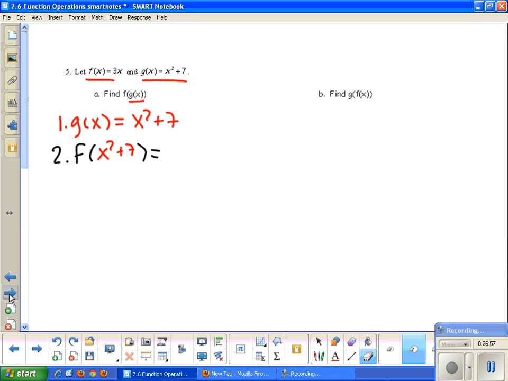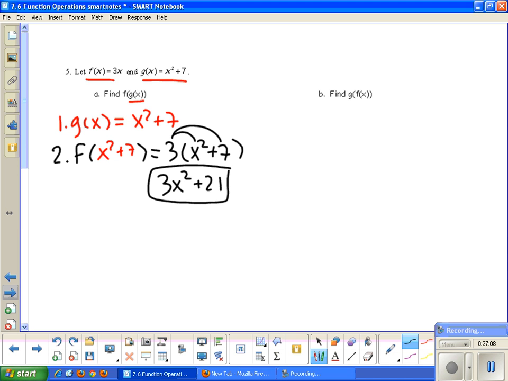So that's what we're plugging in for x into my equation. So we have 3 times x squared plus 7. So this distribute would be 3x squared plus 21.